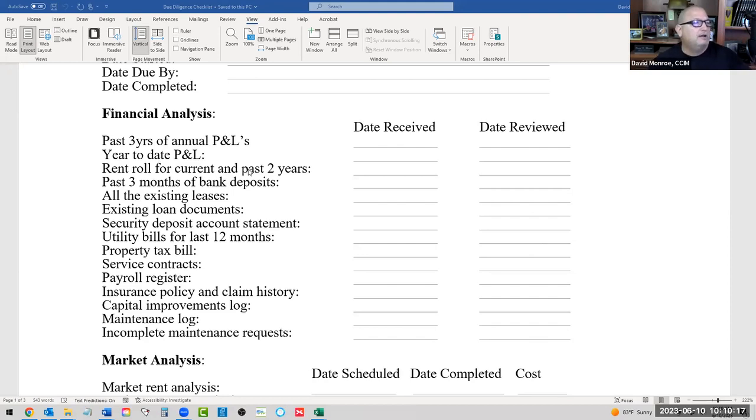Rent roll for current and past 2 years. Now, that is if you want to see trends. Me personally, I just need the current rent roll. I don't need to see the past 2 years. But I know some people want to go all the way back 3 years. That's a lot of rent rolls to look at. It's a little bit of a waste of time.